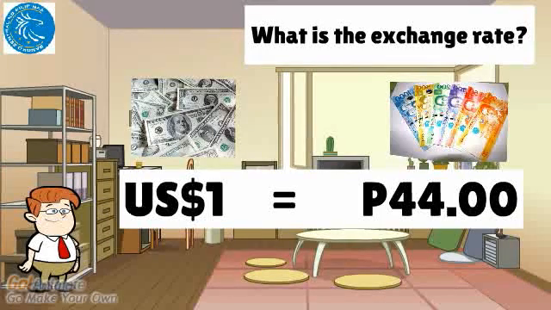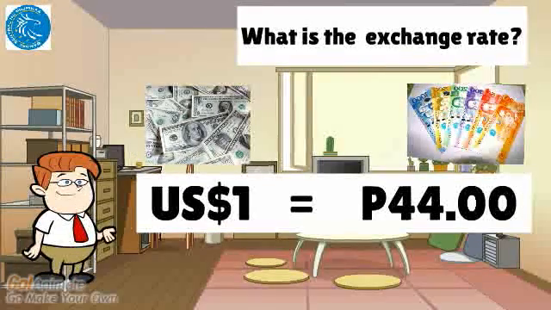Please note that while we will be talking of the exchange rate of the peso against the US dollar in this presentation, it could be any other currencies. For example, 1 Japanese yen is equal to 41 centavos.